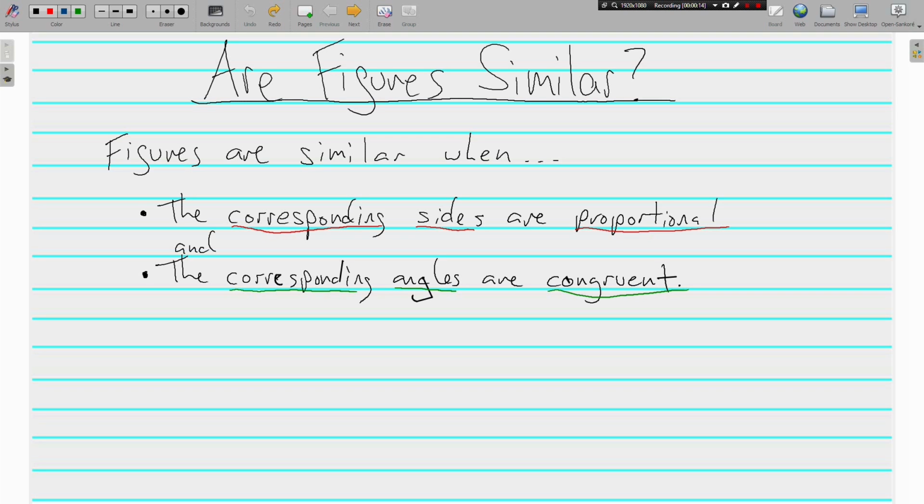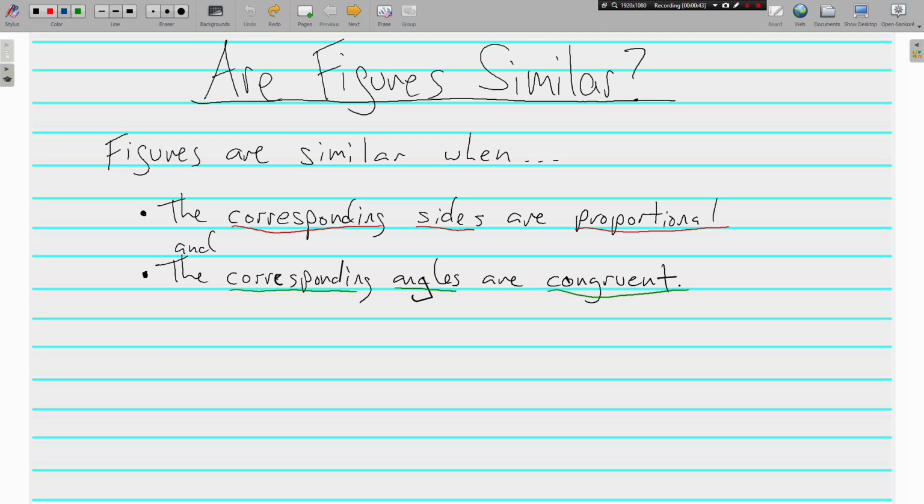Figures are similar when two things are true. The first thing is when the corresponding sides are proportional, and the second thing is when the corresponding angles are congruent. Figures are similar when the corresponding sides are proportional and the corresponding angles are congruent. Both of these things have to be true, or else the figures are not similar.